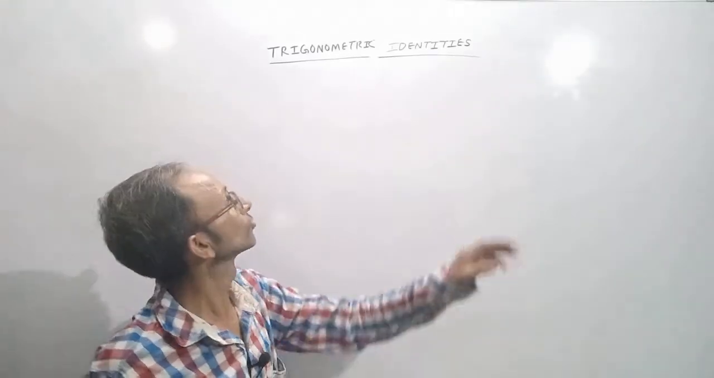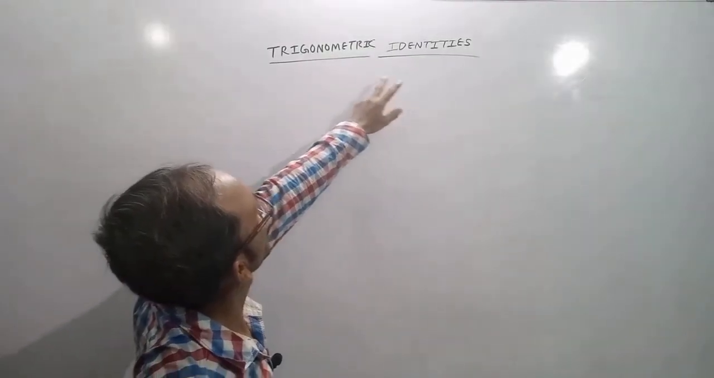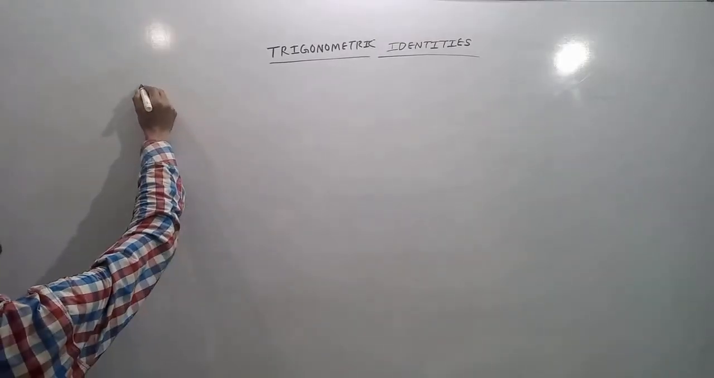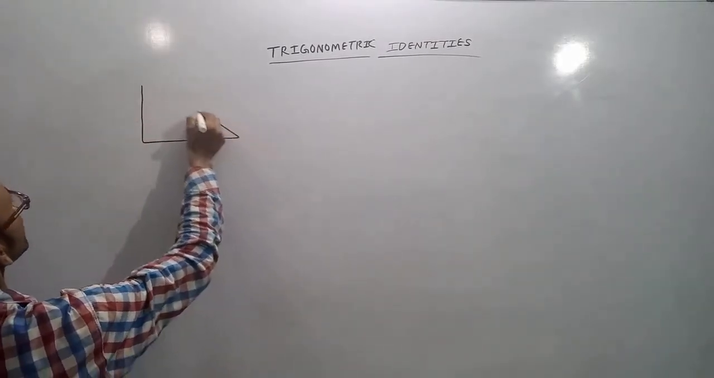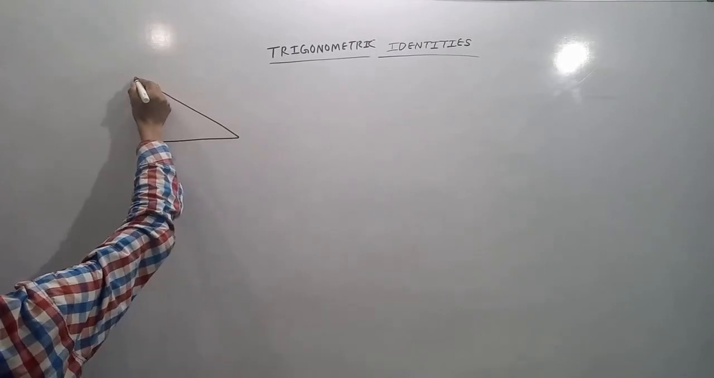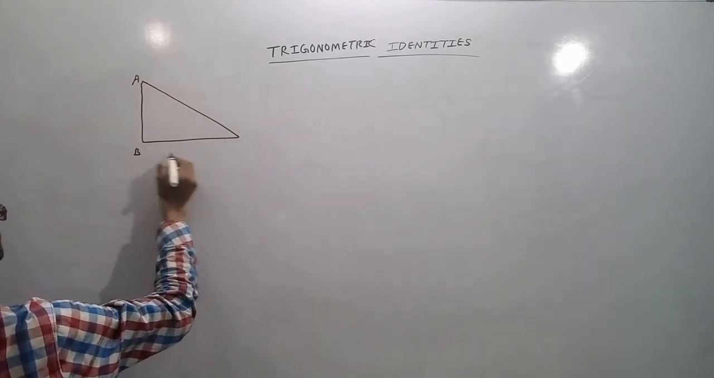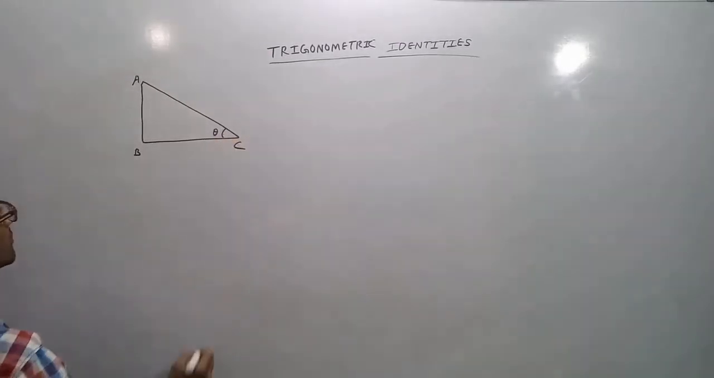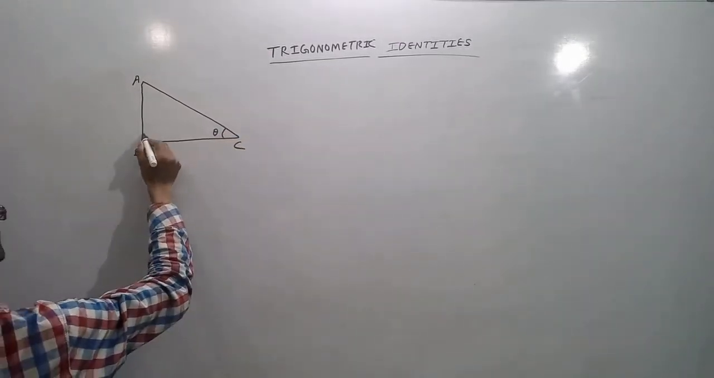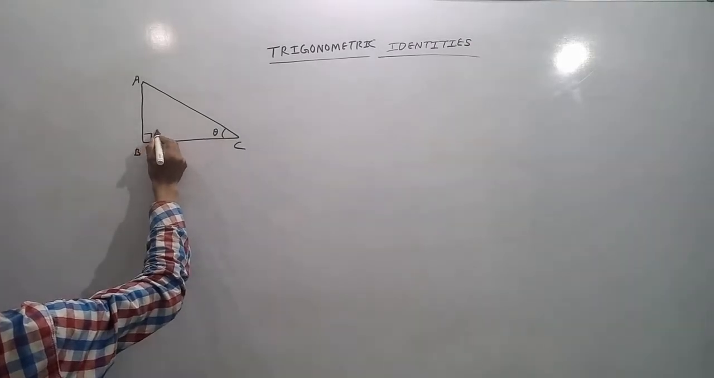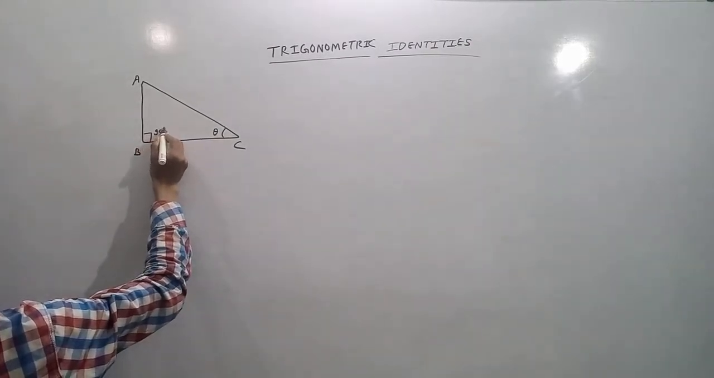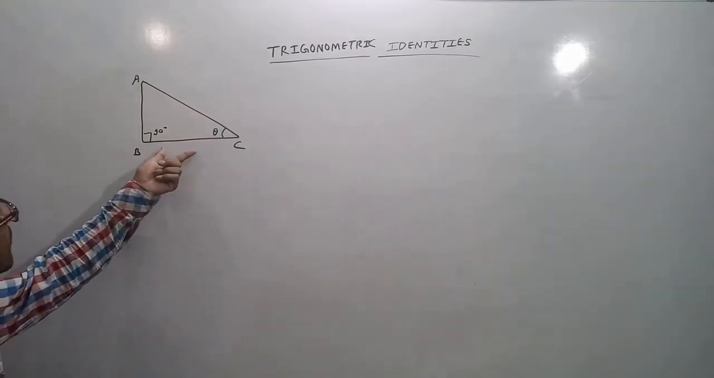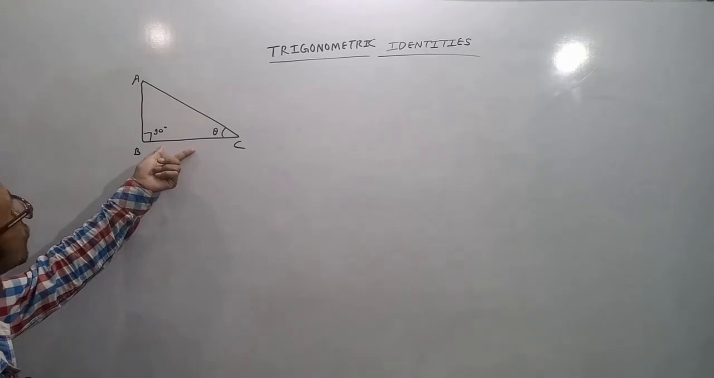Welcome back. Today we will discuss trigonometric identities and how they can be derived. First of all, we draw a right angle triangle. Suppose this is A, this is B, this is C, and this is theta. As you can see, angle B is 90 degrees, a right angle. Therefore, we can apply the Pythagoras theorem.